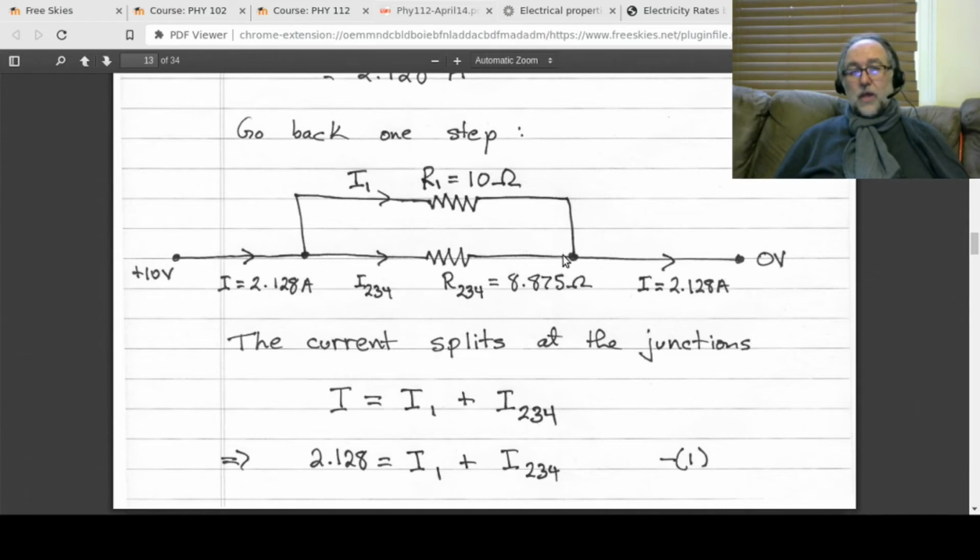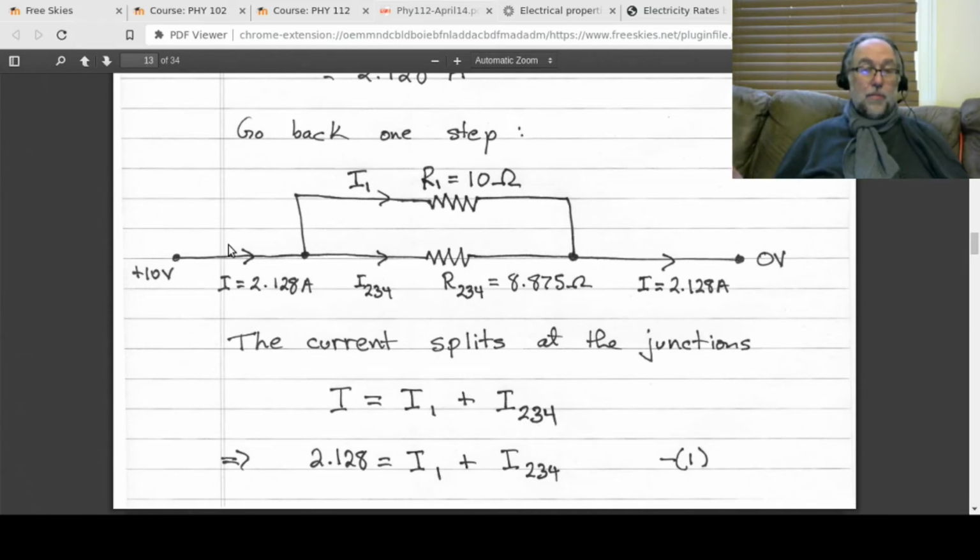By the way, when those two currents come together, when I1 joins up with I234, on the other side they have to add up to the original again, which is 2.128 amps. Now what do we have here? We have the resistances, 10 ohms for R1 and 8.875 for R234. What else do we have? We have the voltage drops across them.